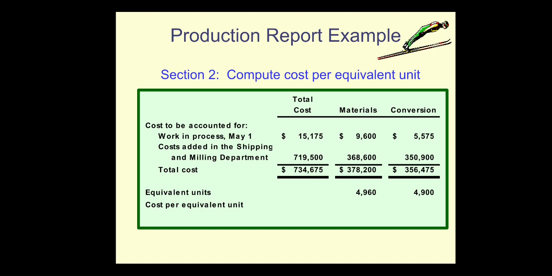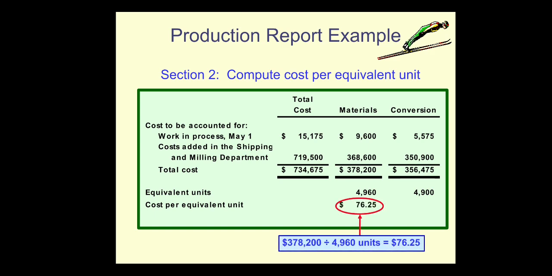See, you have calculated the equivalent unit in section 1. You take the number from section 1, you put it here. In terms of material, the equivalent unit is 4,960. In terms of conversion, the equivalent unit is 4,900. So, the total material cost divided by the equivalent unit, you will get the cost of material per equivalent unit.